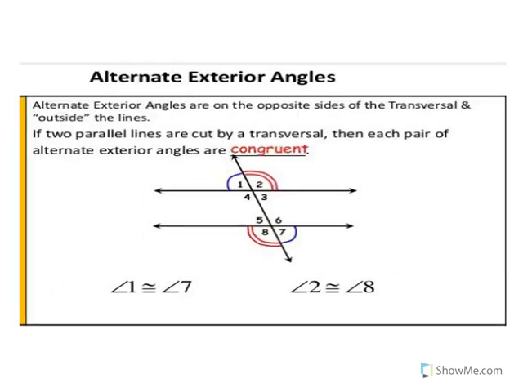Alternate exterior angles. Alternate exterior angles are on opposite sides of the transversal and outside the lines. If two parallel lines are cut by a transversal, then each pair of alternate exterior angles are congruent. So angle 1 and angle 7 are alternate exterior angles, and they are congruent. Angle 2 and angle 8 are alternate exterior angles, and they are congruent.